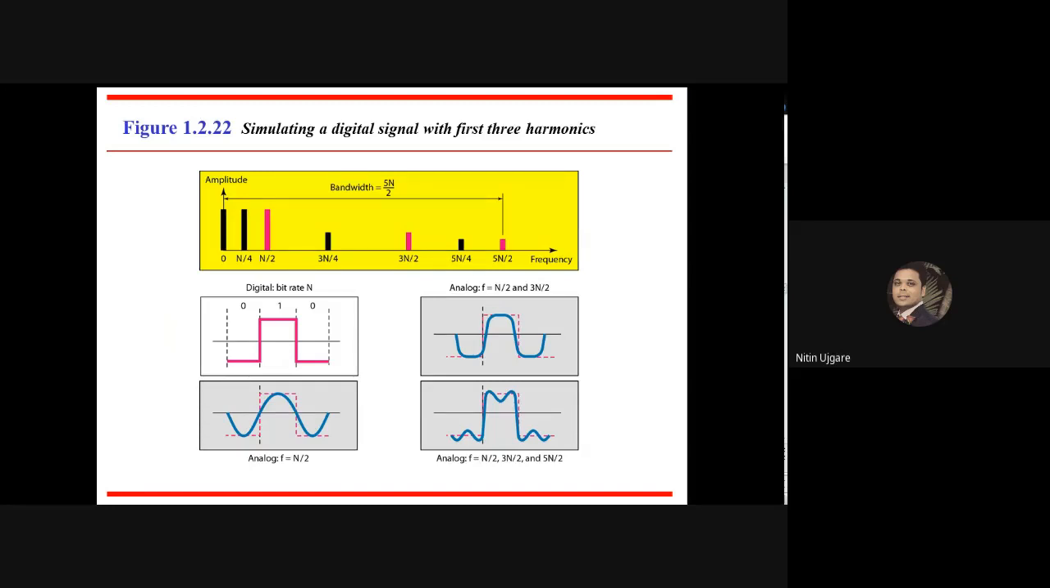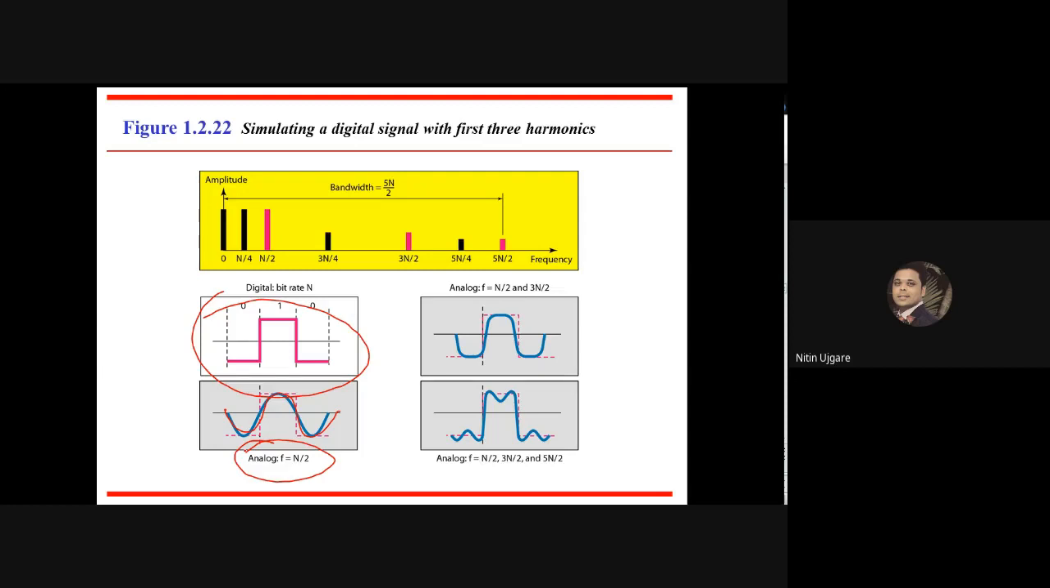Now we'll see what are the possible ways of simulating the digital signal with the first 3 harmonics. When you are simulating a digital signal using the first 3 harmonics, it will be represented like this. This digital signal, which has the combination of 0 1 0 bits, has a corresponding analog signal, and the bandwidth for this kind of analog signal will be calculated as n divided by 2. We know what n is: n is basically the bit rate.